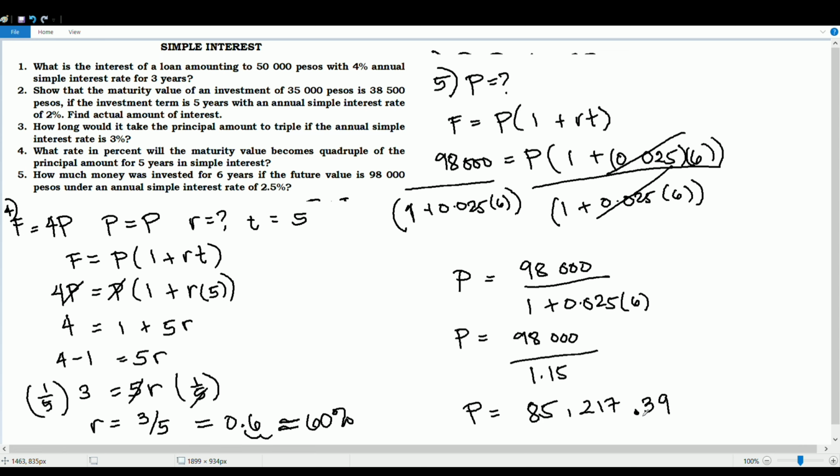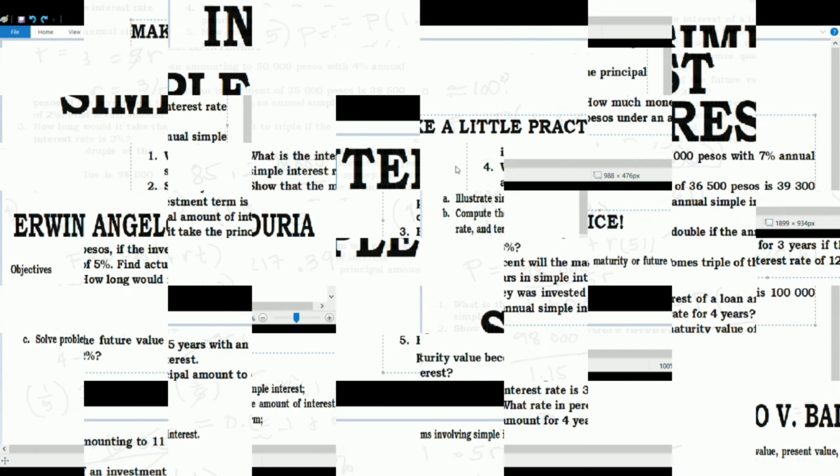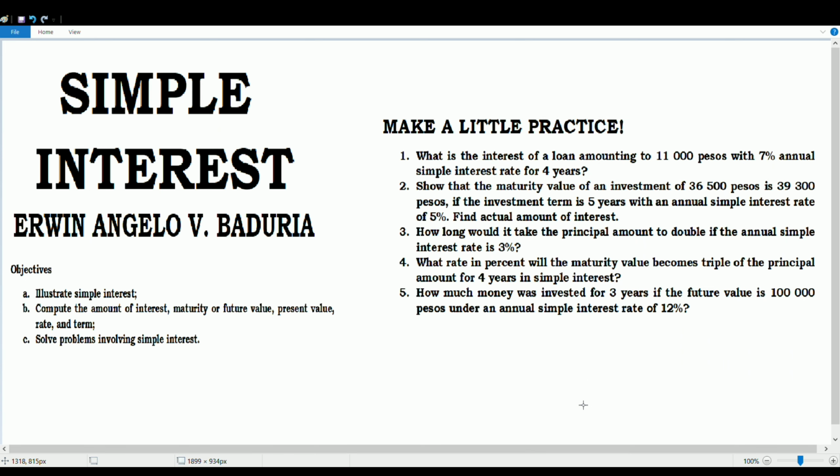Okay, so these items are our examples in simple interest. Now, if you are going to have your practice, just take the items on the book. At least you have this background in order to solve the rate, the principal amount, and the term of simple interest. Now, it is your time to make a little practice. Answer the following 5 items on the screen and write your answer in our comment box below.